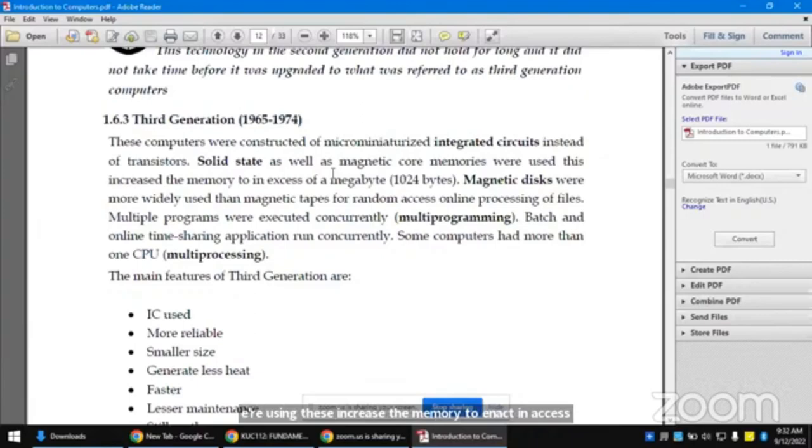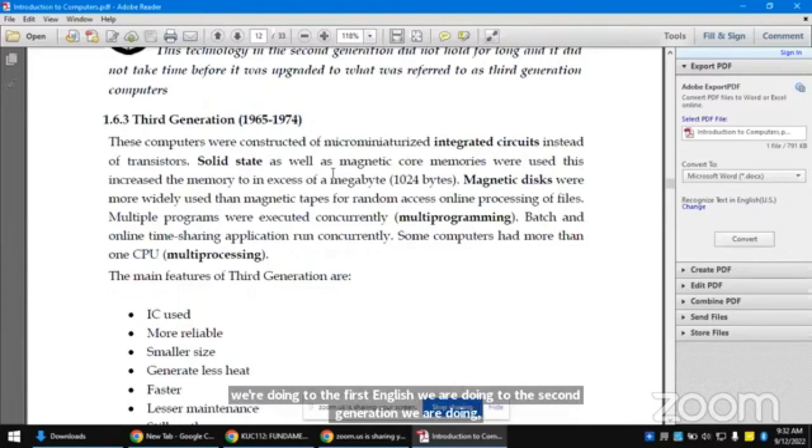So you can imagine, the first generation we were doing 2. The second generation we were doing 8 to 20 kilobytes. Now we are going into megabytes. So you can imagine the storage capacity became much better.